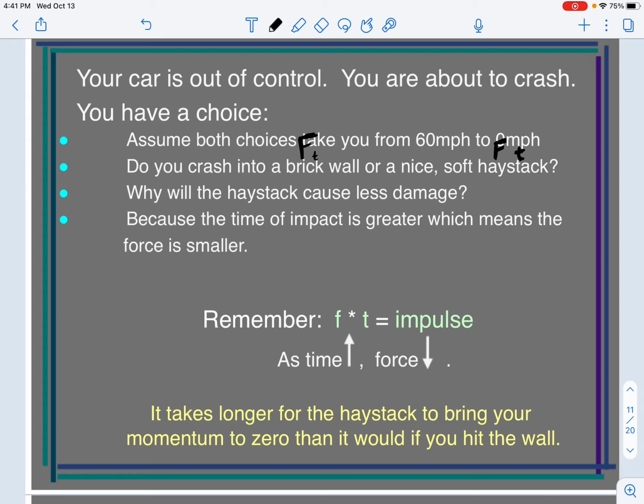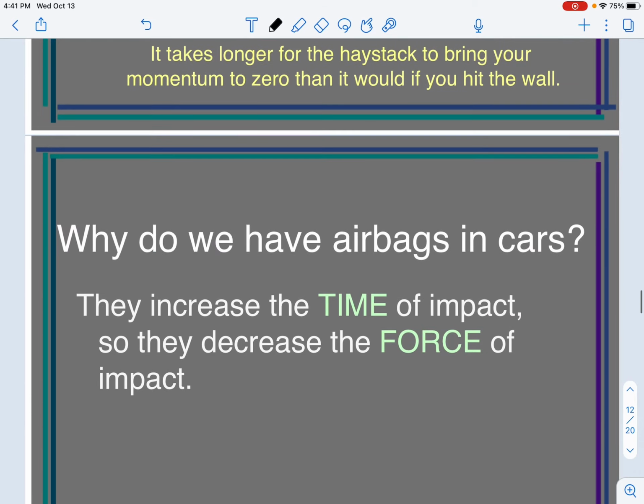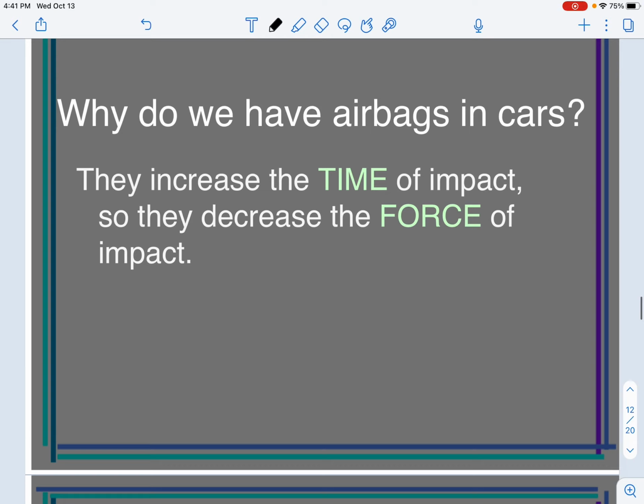So force and time are inversely related. More time to stop means a lesser force is needed to create that change in momentum. Less time to stop means a greater force is needed for that impulse. So make sure you understand the relationship between these two in this concept. You will be asked questions in the future.